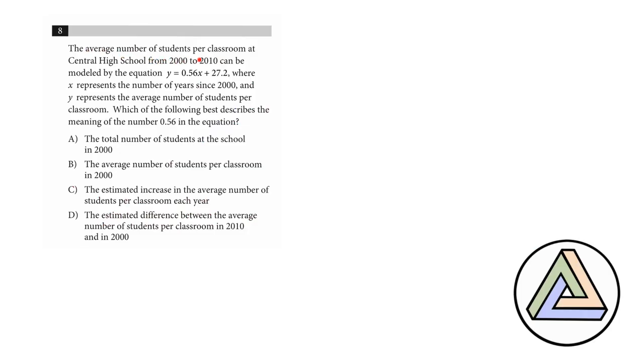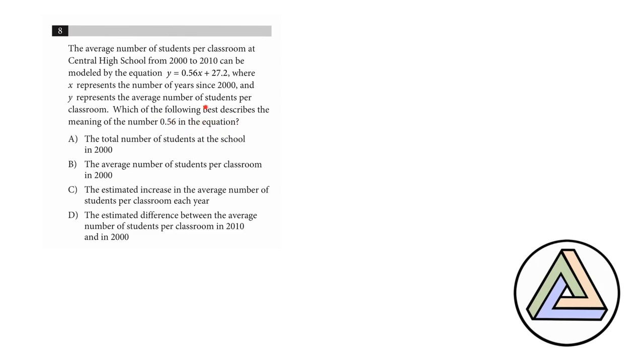The average number of students per classroom at Central High School from 2000 on can be modeled with the equation, where x represents the number of years since 2000. Okay, great. That's important. It's always important to realize that x represents the number of years since 2000, which basically means that when x is 0, that is the year 2000. Okay, so just make sure that's clear. Y represents the average number of students per classroom. Which of the following best describes the meaning of the number 0.56 in the equation?